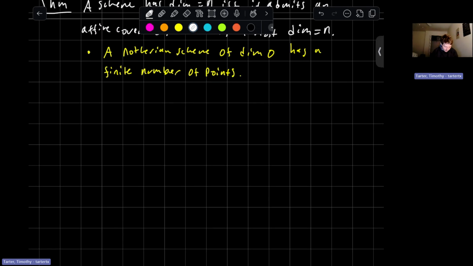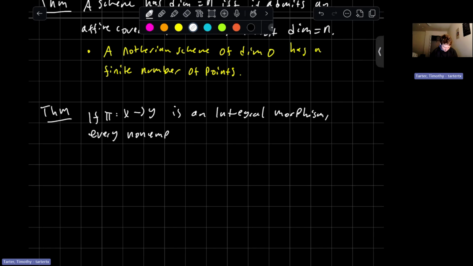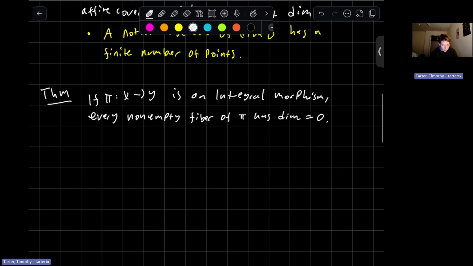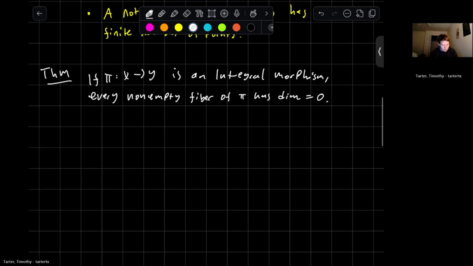Okay, I guess this is something that I'll state as a theorem. So if pi from X to Y is an integral morphism, every non-empty fiber of pi has dimension 0.